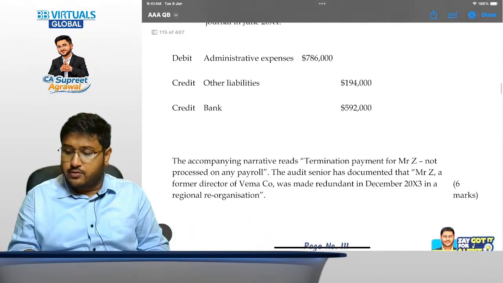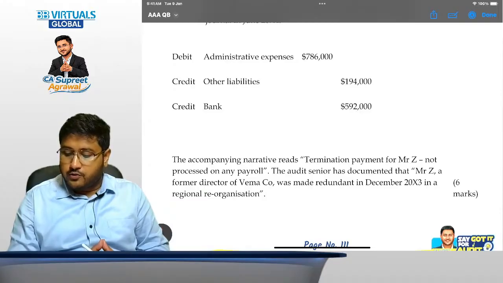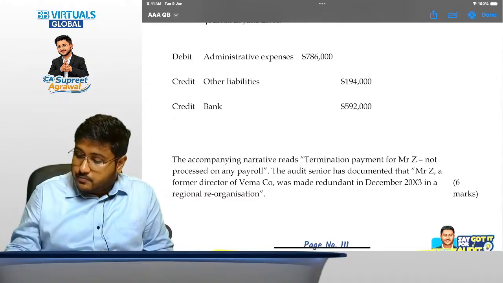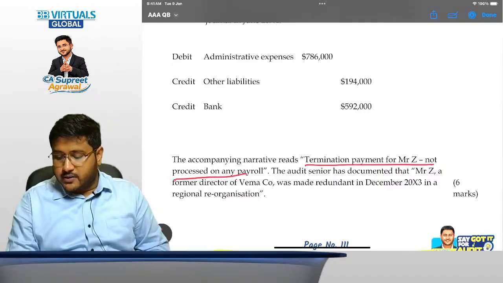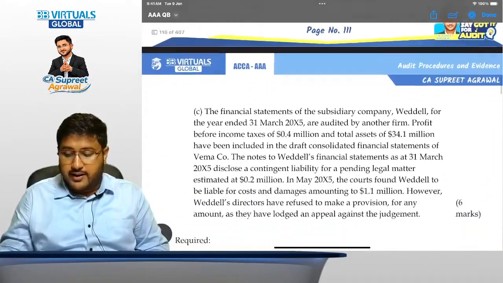at $194,000. The company narrative reads: termination payment for Mr. Z not processed on any payroll. Oh my god, this is charged to administrative expenses. Very bad. Okay. This is very bad. Now, the audit senior has documented that Mr. Z, a former director of Wema company, was made redundant in December 2023 in a regional reorganization. Oh my god, he has been fired.